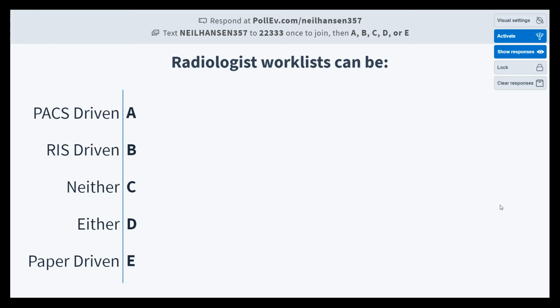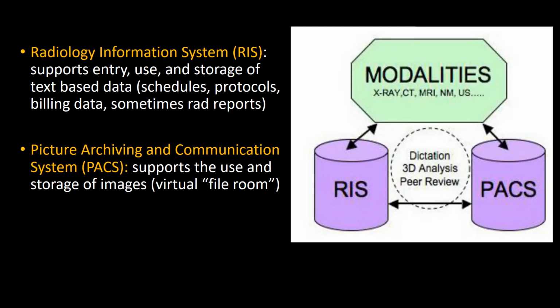There are benefits to both. I'd say the most common radiology work list is a PACS-driven work list done through their PACS system. However, there are radiology departments I know of that, for billing purposes and other purposes, run their lists of studies to be read off of their radiology information system. What is a radiology information system? It's just the system that supports the entry, use, and storage of the text-based data. So that's scheduling, protocols, billing data. Sometimes radiology reports are housed within the RIS.